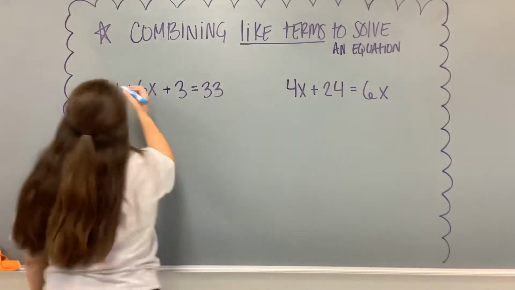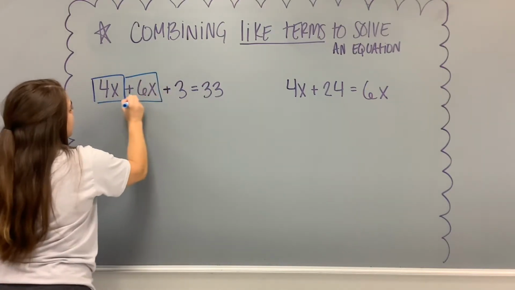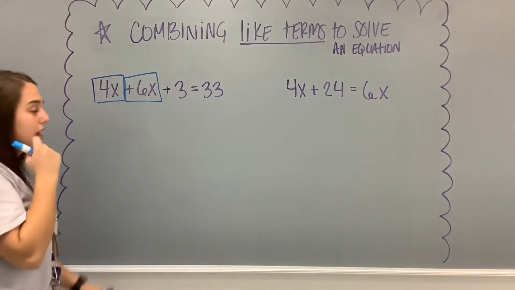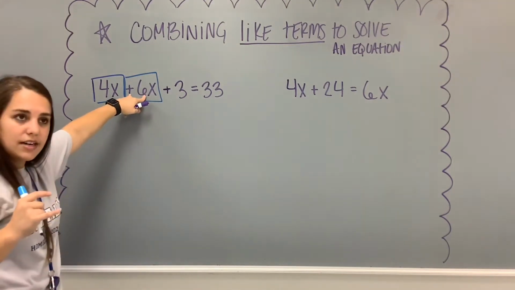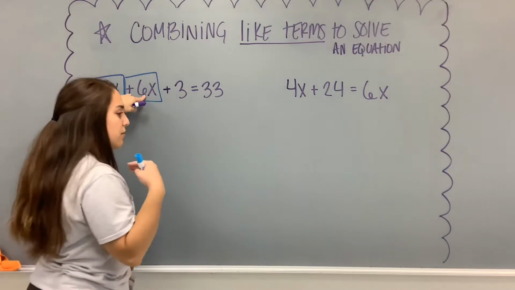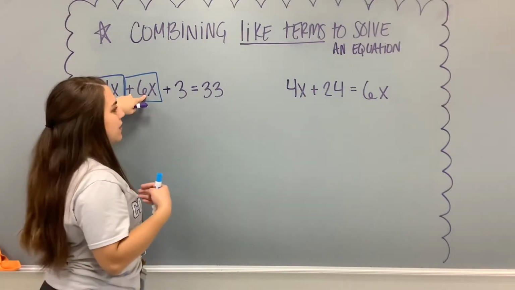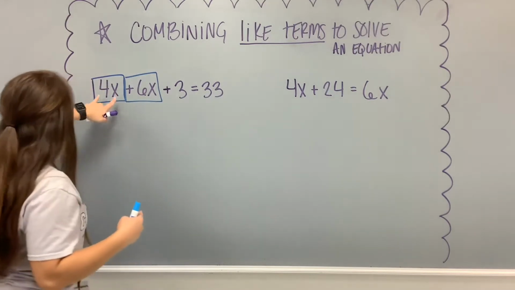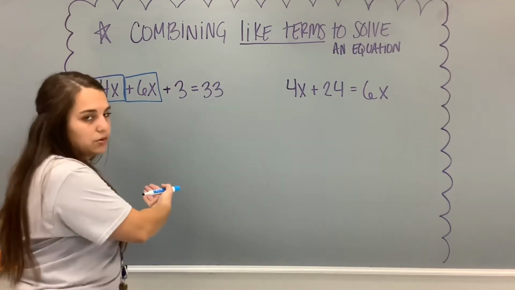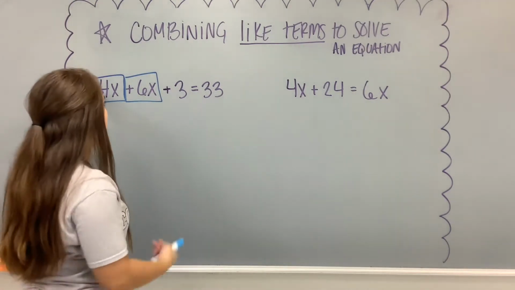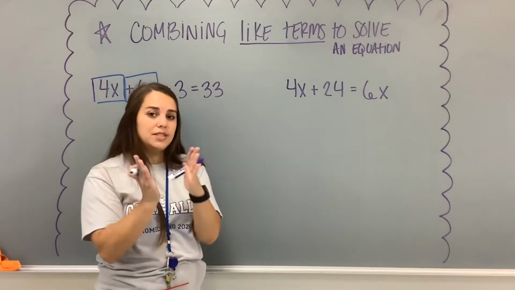For instance, this 4x right here is a like term with this 6x right here. Okay, notice I do include the sign in front of the number because that is going to help me to know that this is a positive 6 value and not a negative 6, like if it were subtracting. This right here is a positive 4. Even though there's nothing here, that's how I know it's a positive 4. So these are like terms. We're going to be able to combine them, to put them together.